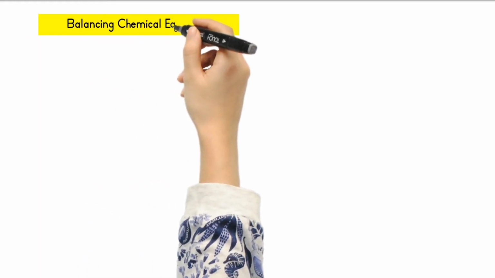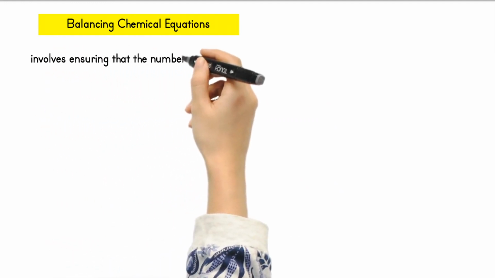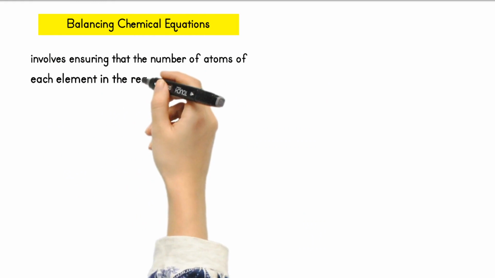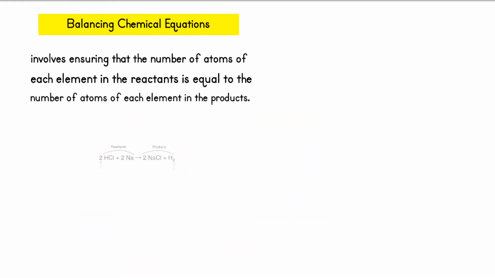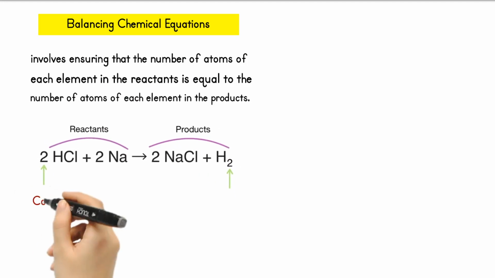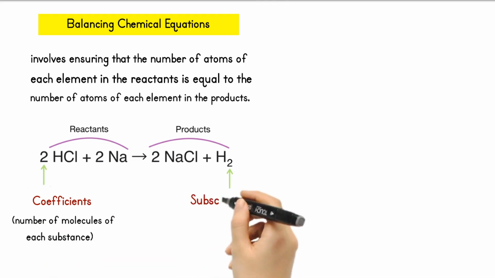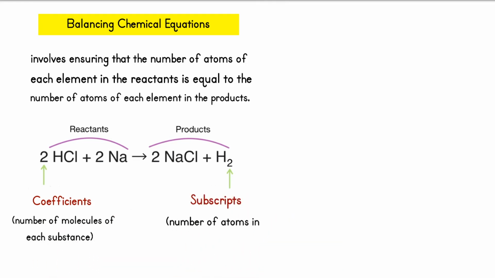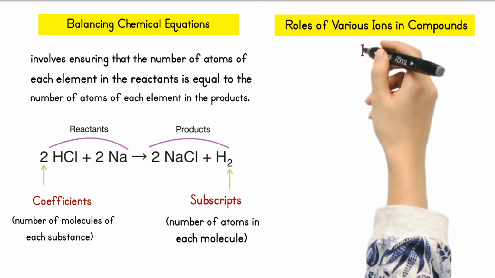Balancing chemical equations. Balancing chemical equations involves ensuring that the number of atoms of each element in the reactants is equal to the number of atoms of each element in the products. This is done by adjusting the coefficients in the equation. The coefficients represent the number of molecules of each substance, while the subscripts represent the number of atoms in each molecule.